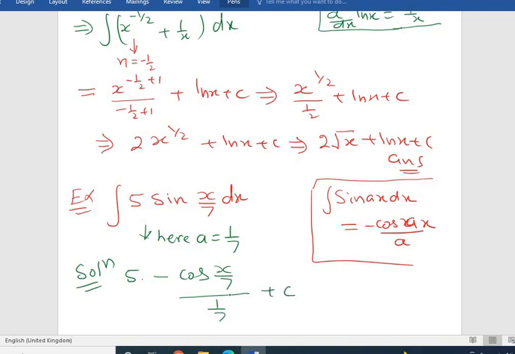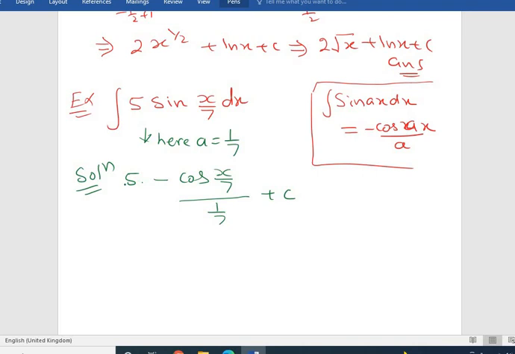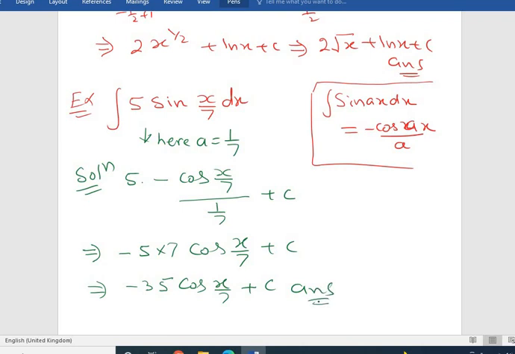Now just simplify it. So it becomes plus 5 and minus, that means minus 5, and this 7 comes up into cosine x by 7 plus c. Now multiply it. So minus 5 multiplied by 7 is minus 35 cosine of x by 7 plus c. This is the answer of that question.